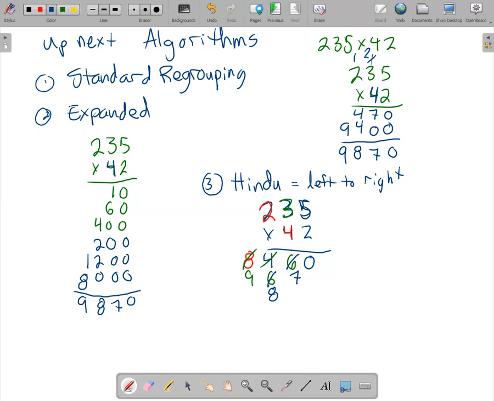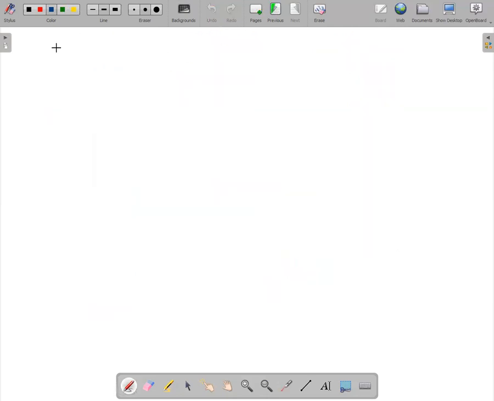Let's see, new page. Let's do Hindu again. Let's try 324 times 47. So left to right, starting at the top, the first thing they're going to do is take the 3 times the 4 there. 3 times 4 is 12.